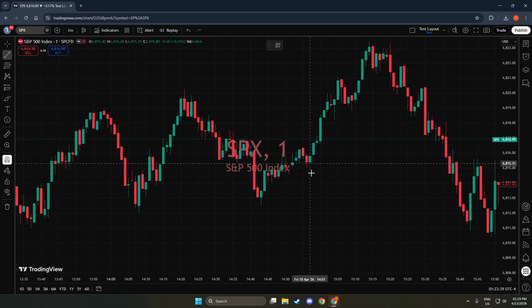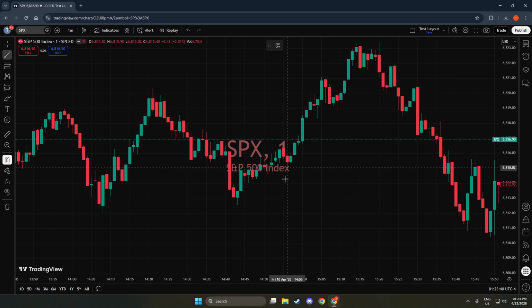Treat these levels as zones rather than razor-thin lines. Price can pierce them slightly before deciding. Keep your chart clean. A few well-placed levels are far more useful than a web of lines.